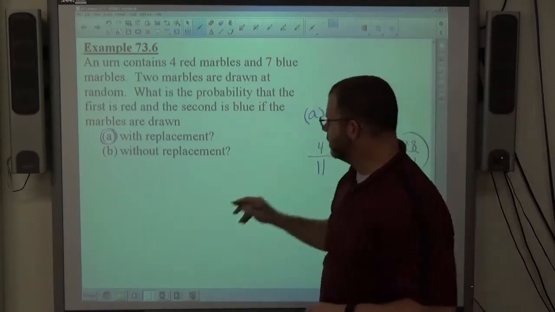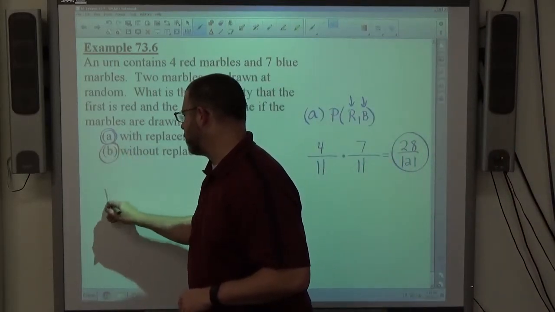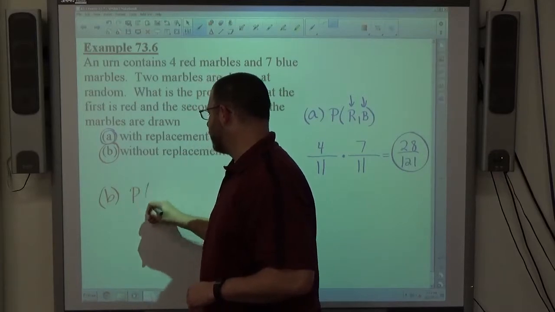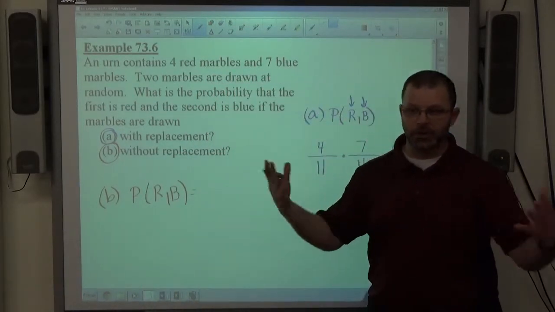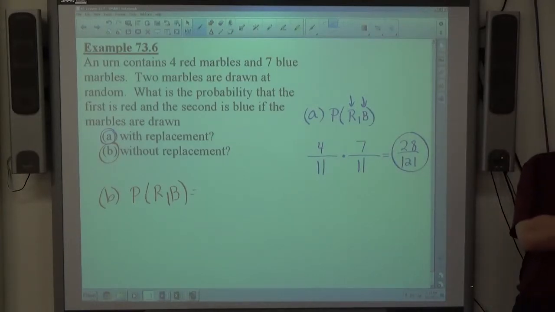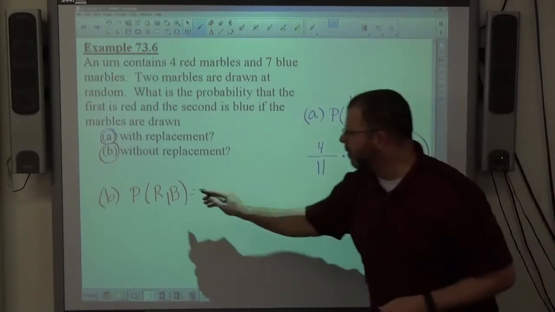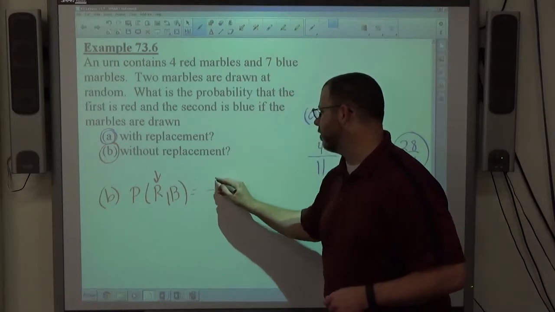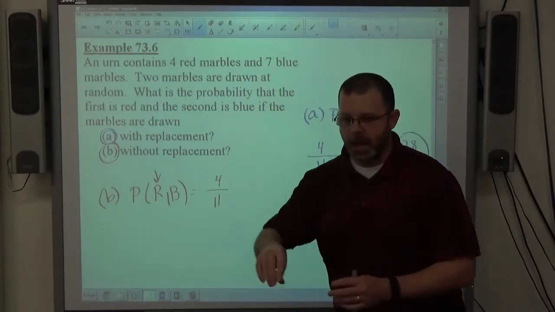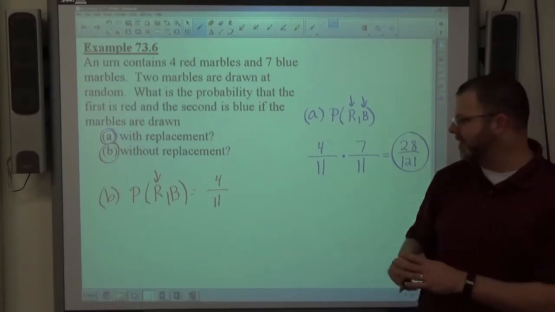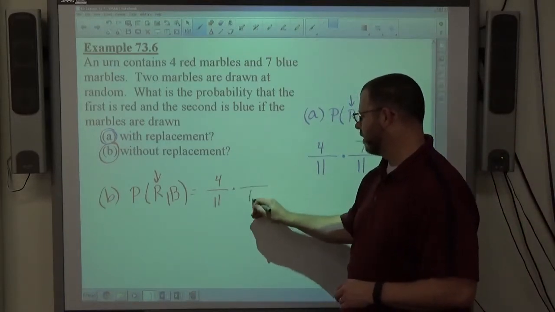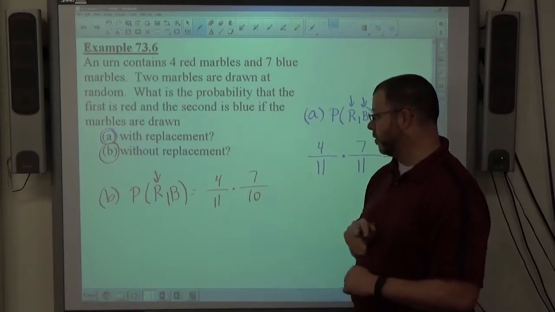For part B, without replacement, now I don't want to replace, probability of getting red on the first pick and blue on the second pick. So the first situation is exactly what it was. We have 11 marbles, 4 of which are red. So my probability of getting red on the first pick is still 4 out of 11. And I pull it out, I see it's red, and I set it on the table. Now my urn has 10 marbles in it, of which 7 are blue.